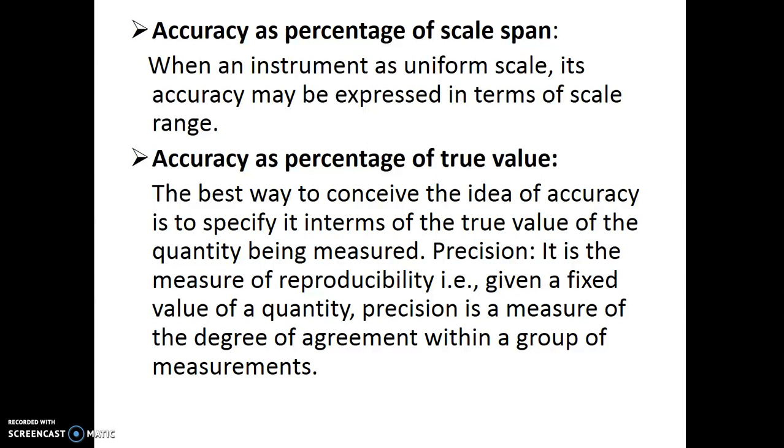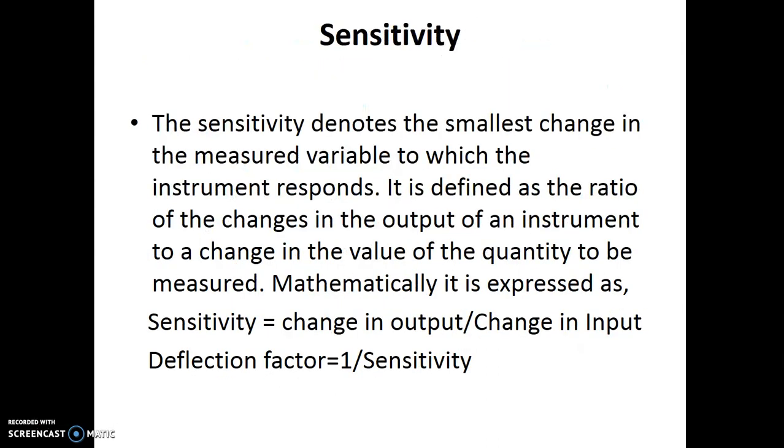Precision is defined as the measure of reproducibility, that is, given a fixed value of quantity, precision is a measure of the degree of agreement within a group of measurements. Next characteristic is sensitivity. The sensitivity denotes the smallest change in the measured variable to which the instrument responds.